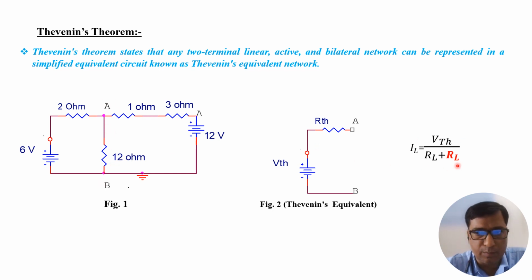Here RL is 12 ohm. We have already found VTH and RTH. Then we can find the value of load current, or current in the branch AB. Let us consider how we'll find these parameters, meaning Thevenin's equivalent voltage and Thevenin's equivalent resistance for the Thevenin's equivalent circuit.